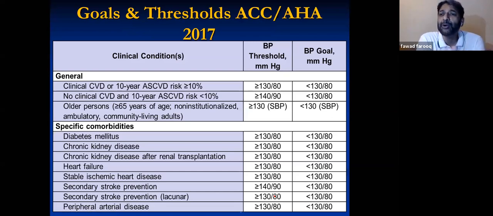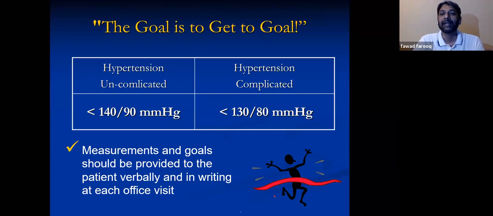And with different comorbidities, you can see the targets for different comorbidities. If I just conclude them, in an uncomplicated hypertensive, your target is less than 140/90. But in a complicated hypertensive, your target is less than 130/80. So if he remains beyond this limit with your conservative measures, then you have to offer pharmacological treatment.